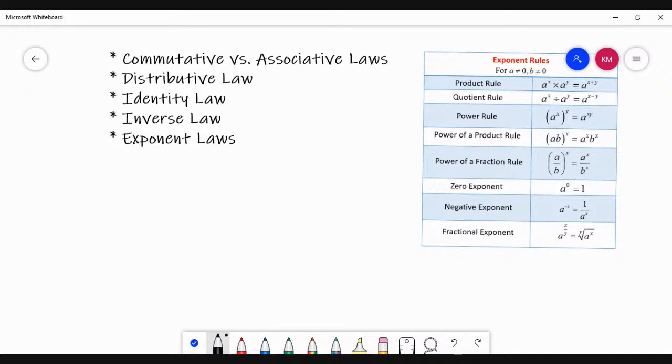We have the zero exponent rule. What does that look like? Well, a to the 0 will always equal 1.